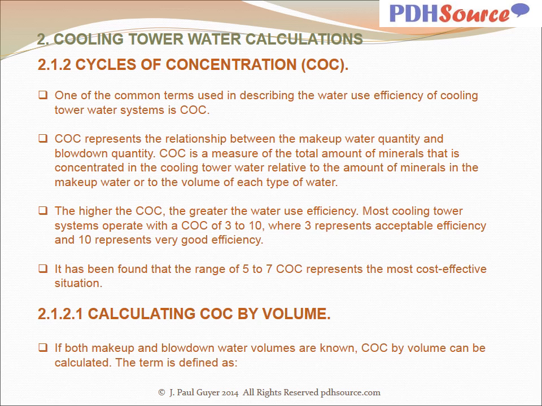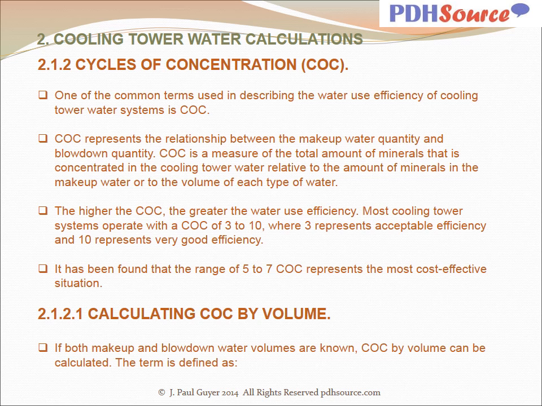One of the common terms used in describing the water use efficiency of cooling tower water systems is cycles of concentration, abbreviated COC. COC represents the relationship between the makeup water quantity and blowdown quantity. COC is a measure of the total amount of minerals that is concentrated in the cooling tower water relative to the amount of minerals in the makeup water or to the volume of each type of water. The higher the COC, the greater the water use efficiency.